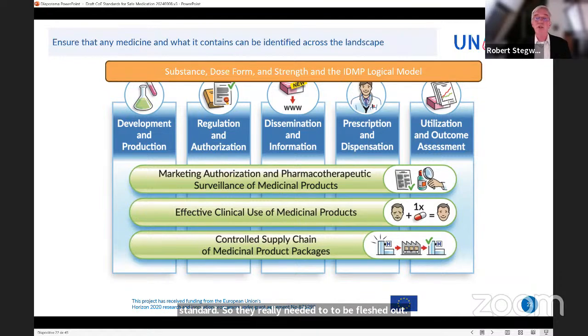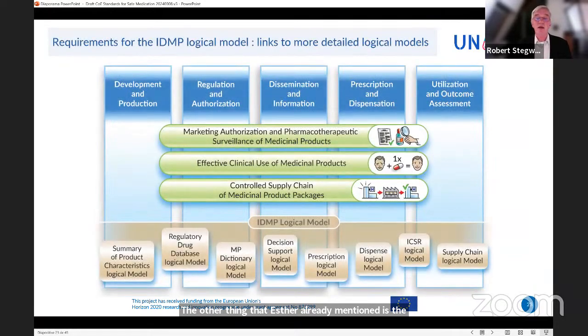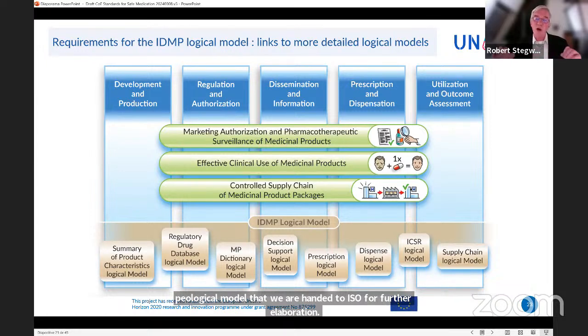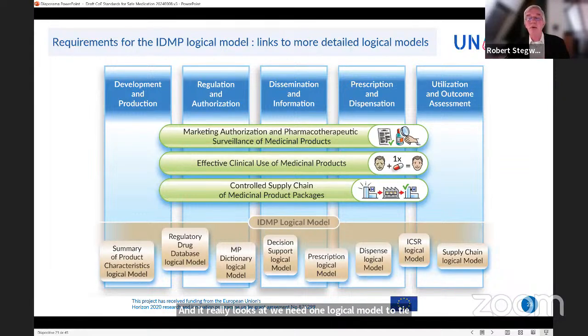The other thing that Esther already mentioned is the logical model that we produced, and that's shown here. Actually, what we've done is requirements for an IDMP logical model that we handed to ISO for further elaboration. And it really looks at, we need one logical model to tie into the detailed models of every step across the landscape. So we have the summary of product characteristics, say the leaflet around the medicinal product, on the left-hand side. And if you go all the way to the right-hand side, you see the individual case safety report and the supply chain logical models. And some items need to be in common because otherwise you don't get interoperability across the value chain or across those major processes that we identified. So that's what we handed over to ISO, and ISO is working on that model and also on detailed standards for the more detailed models as well.